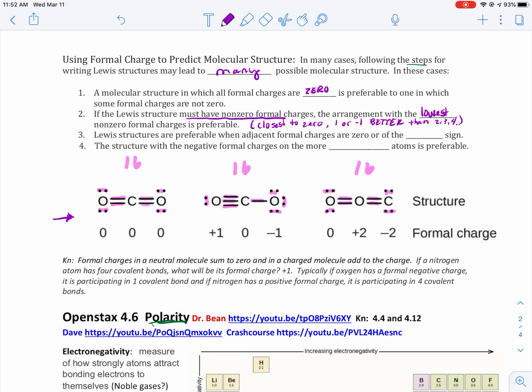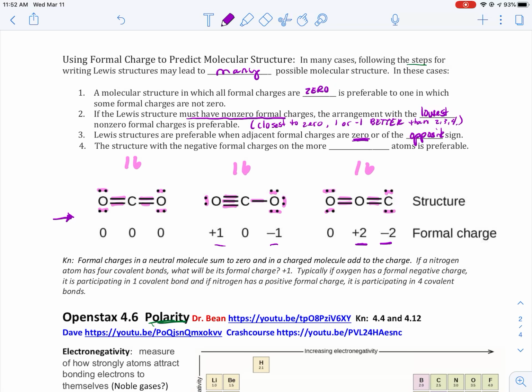Then, the third step is the Lewis structure is preferable when adjacent formal charges are 0 or of the opposite sign. I'll show an example of that one. It's talking about something like this, but there's a reason we would have ruled this structure out, that it's better for these opposite signs to be beside each other than across from each other. But we would have already ruled something out. I'm going to show you how these work in just a minute. So that final structure is not the correct structure. But all things being equal, you would choose that final structure.